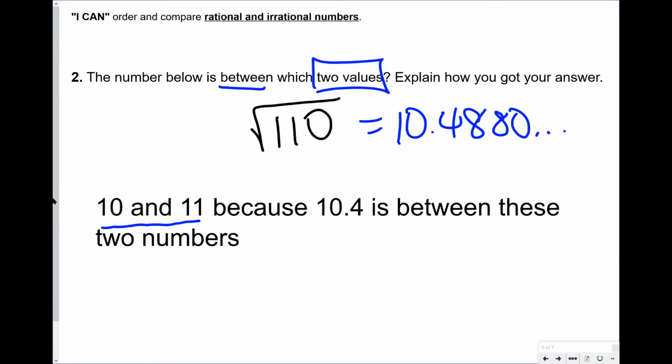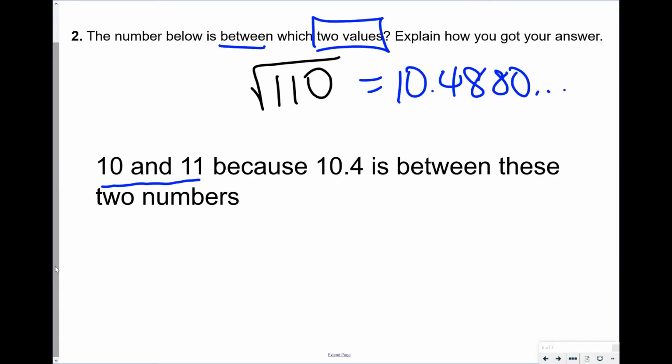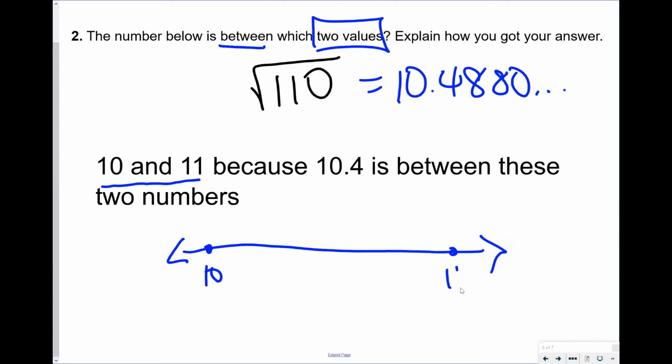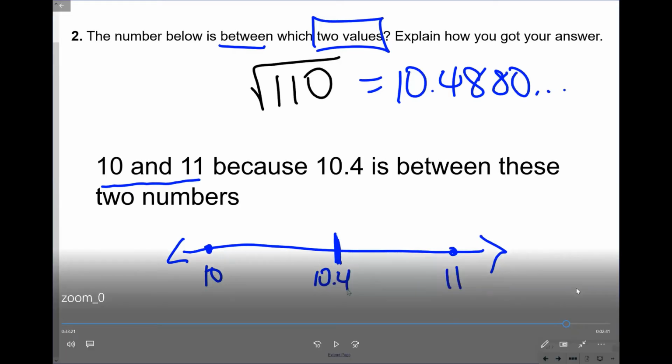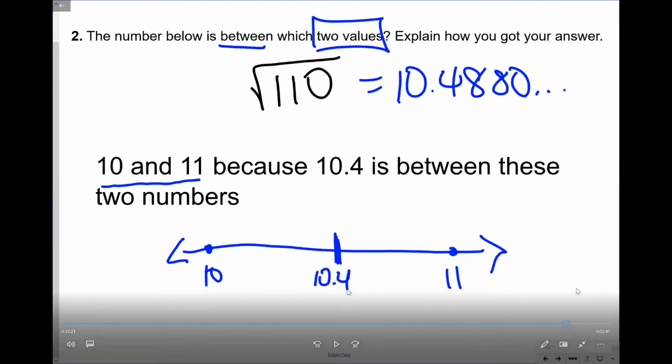If you want to visualize this, put it on a number line. For the visual learners, I've got a number line. I've got 10 right here, 11 down here. We need to find what's in between, 10.4. If you have to write it out, write it out. If you have to draw it out, draw it out.